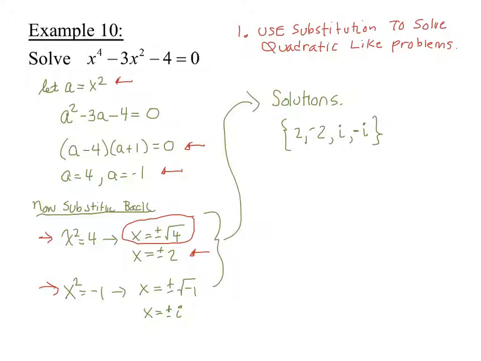For the minus 1, we have x is equal to plus or minus the square root of negative 1, which is i. So x is equal to plus or minus i. And so our solutions are 2, minus 2, i, and minus i. So you want to check to see if these answers work. You can pause and see if they work, and they should.